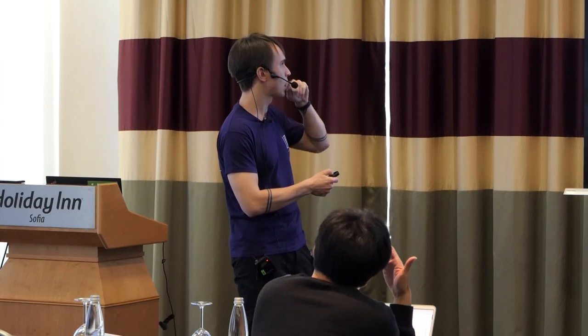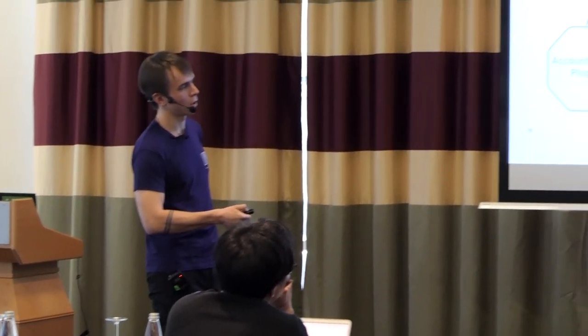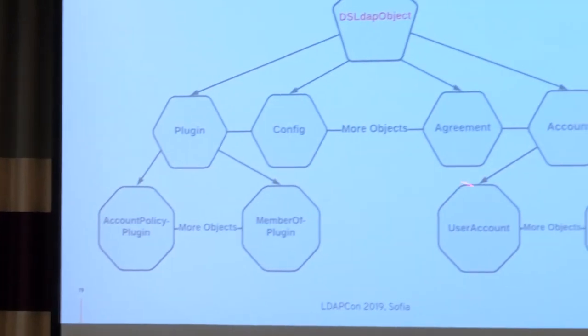Basically, this structure is inherited by other objects, which have their own additional parameters. For a plugin, for example, you have a set of object classes, a set of filters, a certain scope, and of course certain methods to work with these objects. A plugin also derives into certain plugins, and so on, and an account can be a user account, a service account, or a directory manager account.